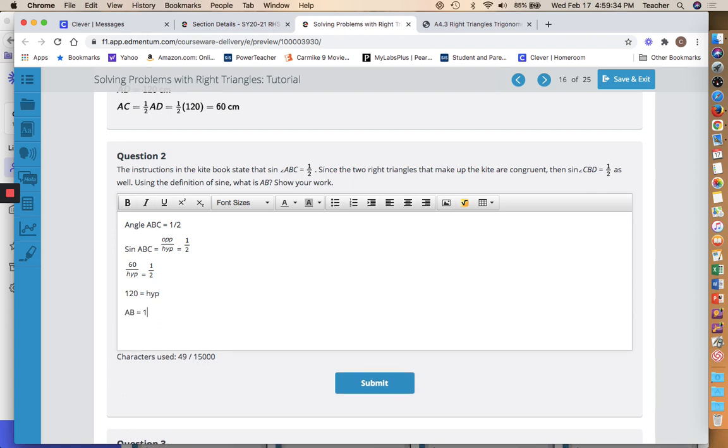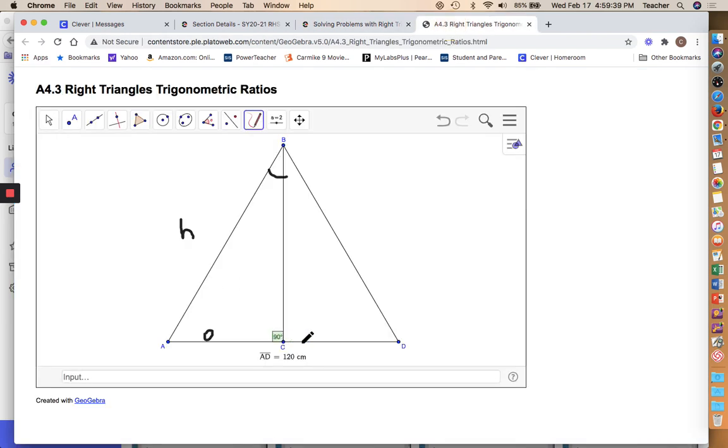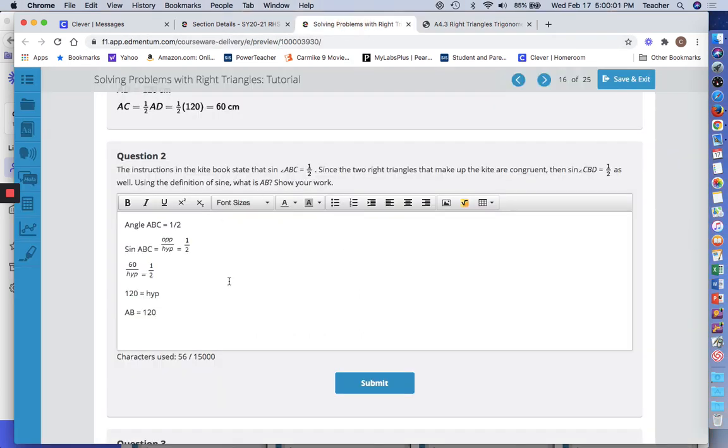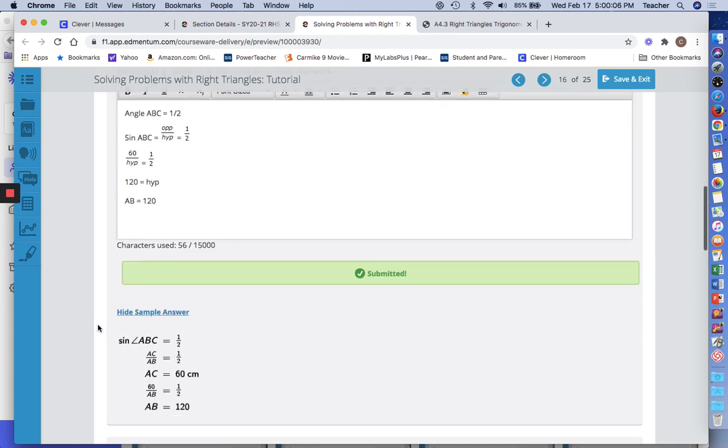AB is 120, which kind of makes me think this is an equilateral triangle. If this is 120 and this is 120, surely this one over here is 120 because it's also a 1/2 ratio. So this is an equilateral triangle. That tells me a bunch of things, actually. This angle right here is 60, angle A. Angle D is 60. And these two combined, this big angle B up here, is also 60. All right, so let's see. Show my work at AB. There it is.